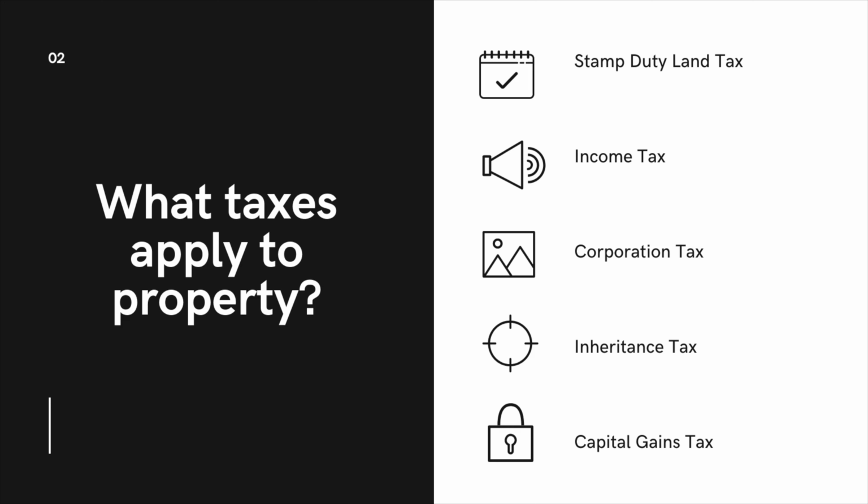So what are the taxes that apply to property? Well, in no particular order, we've got stamp duty land tax, income tax, corporation tax, inheritance tax, and capital gains tax. So as you can see, we are contending with quite a lot when it comes to investing in property and also being tax efficient at the same time, because we've got so many different taxes that can apply in a variety of different ways.